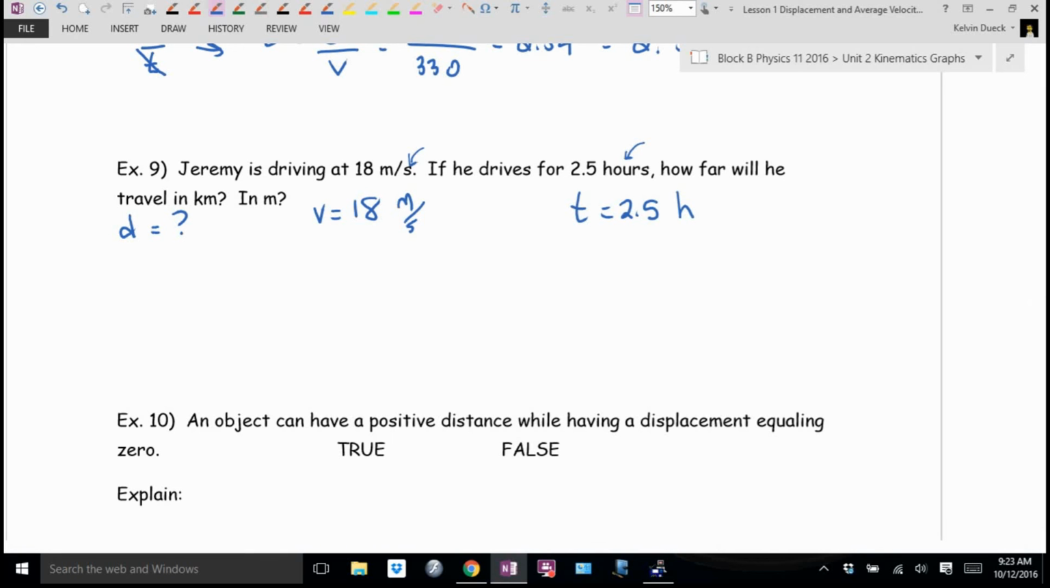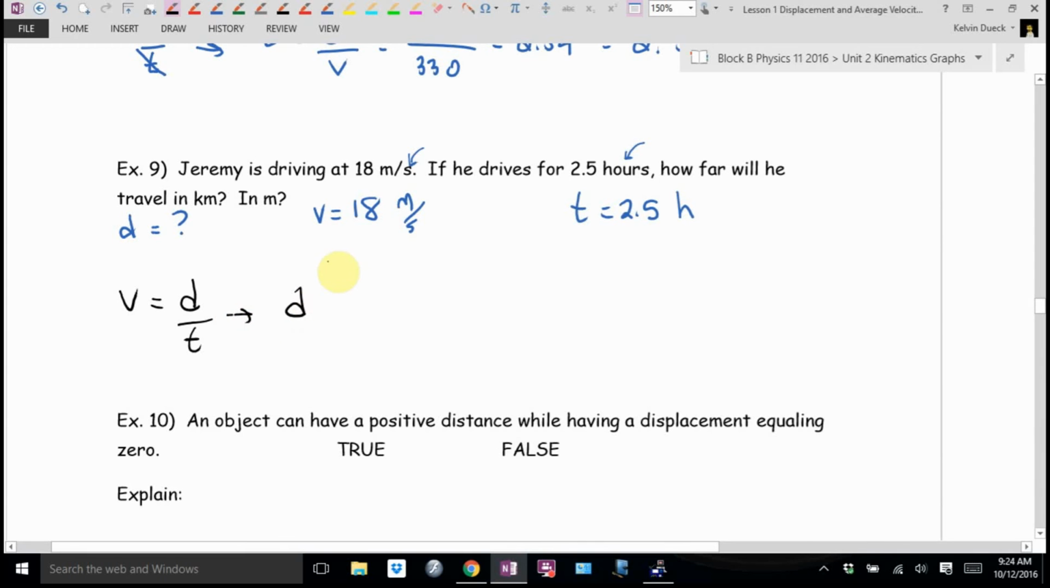I'm looking for an equation that has d, v, and t in it. There is one. It's this one. But I'd like to get the d by itself. How? What's the t doing to the d mathematically? Adding, subtracting, multiplying, or dividing? So how will I move it over? Multiply. So we're going to get this.